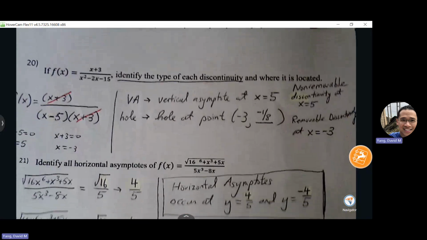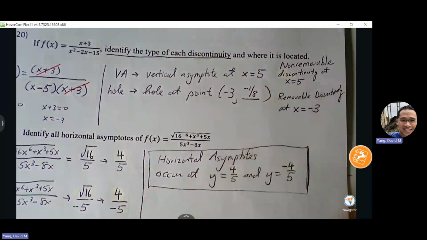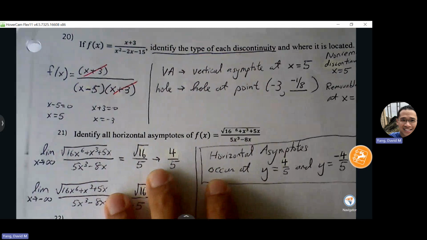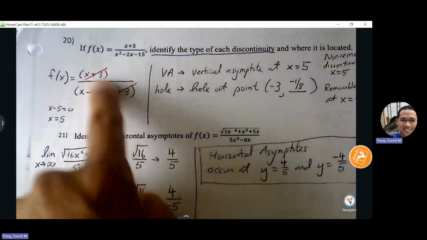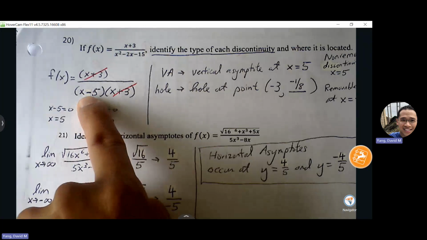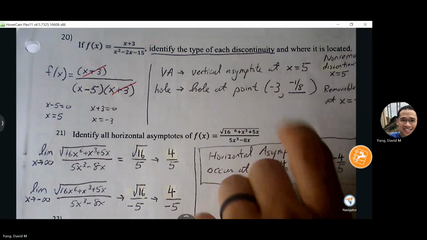Okay, so I think I briefly talked about number 20 here. I forgot to add the types of discontinuity for number 20. But once we factor and reduce, we can see where the discontinuities are. Anything that cancels out is part of a hole, which is a removable discontinuity. Anything in the denominator that does not cancel out is part of a vertical asymptote, which is a non-removable discontinuity.